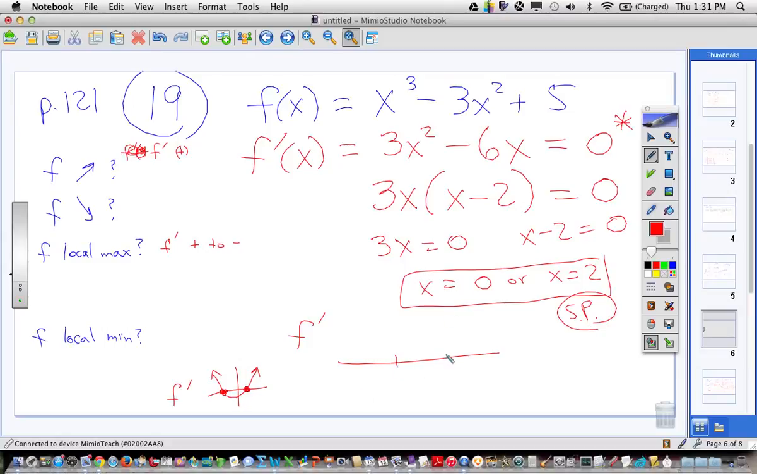I'm going to draw myself a little number line here. I'm going to put 0 on it and 2 on it. And what we would like to do now is plug in some values. Now, where am I going to plug them?